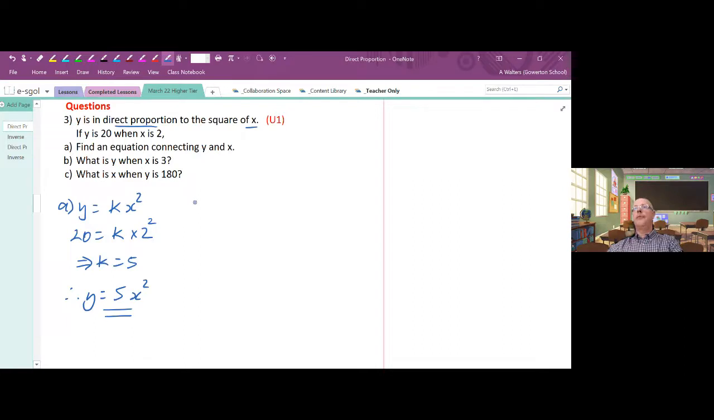Okay, so part B, I'm using this formula. So I'm replacing x with 3, so y equals 5 times 3 squared. Now 3 squared is 9, so I'll just say that y is equal to 45. 5 9s are 45. Okay, and part C, y is 180, so I replace y with 180, it's 5 times x squared. So I'm multiplying by 5 on the right. When I take it over to the left, it's 180 divided by 5 equals x squared.